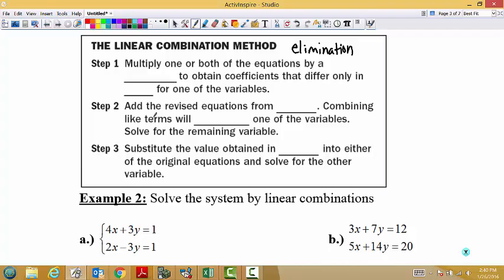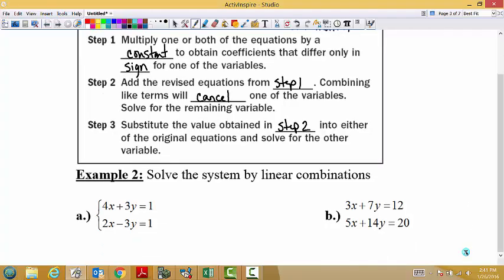Do these lines help at all? I guess so. Multiply one or both of the equations by a constant. A constant is just a number to obtain coefficients that differ only in sign for one of the variables. Add the revised equations from step 1. Combining like terms will cancel one of the variables. Solve for the remaining variables. Substitute the value attained in step 2 into either of the original equations and solve for the other variable.